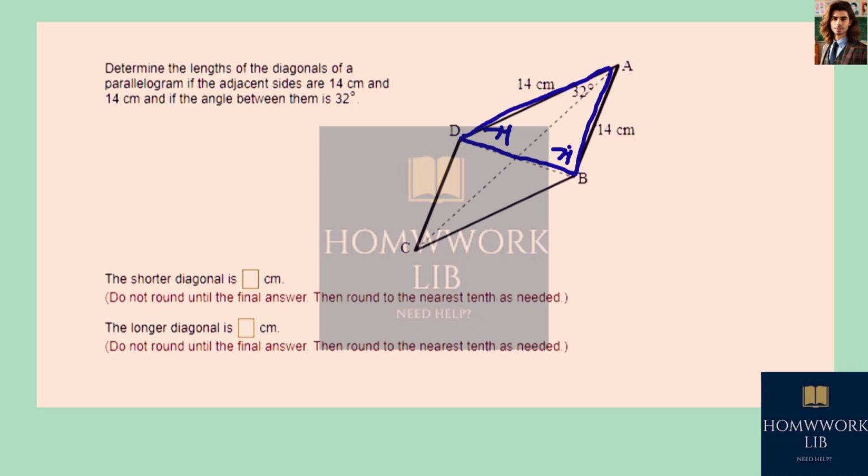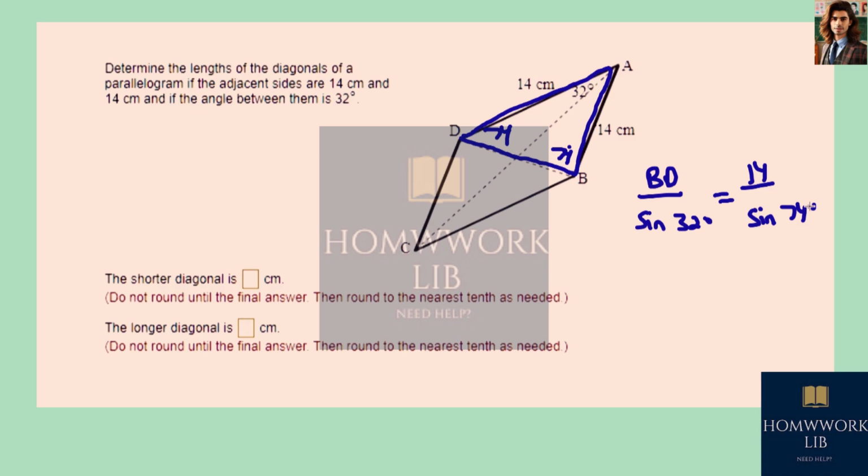Now, we can then find DB, since it's opposite the angle, using the law of sines. We can say that BD over the sine of 32 is equal to 14 over the sine of 74.